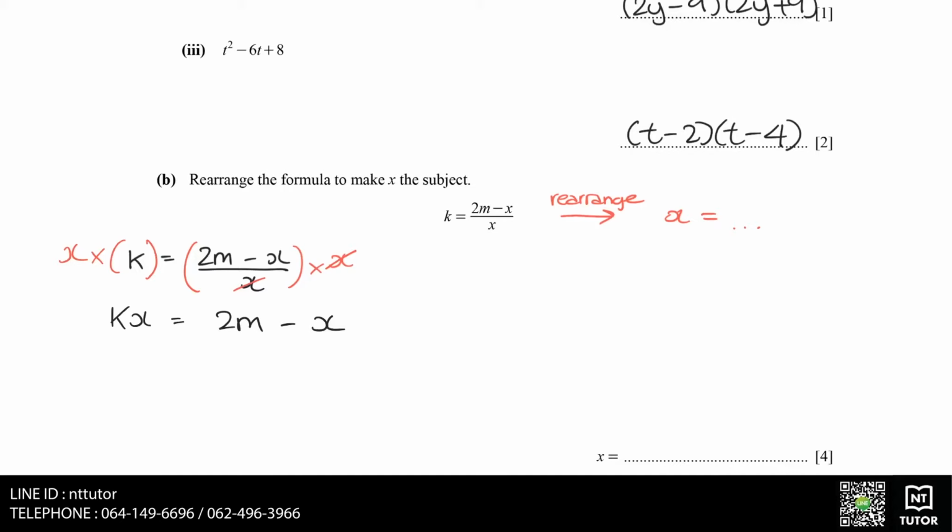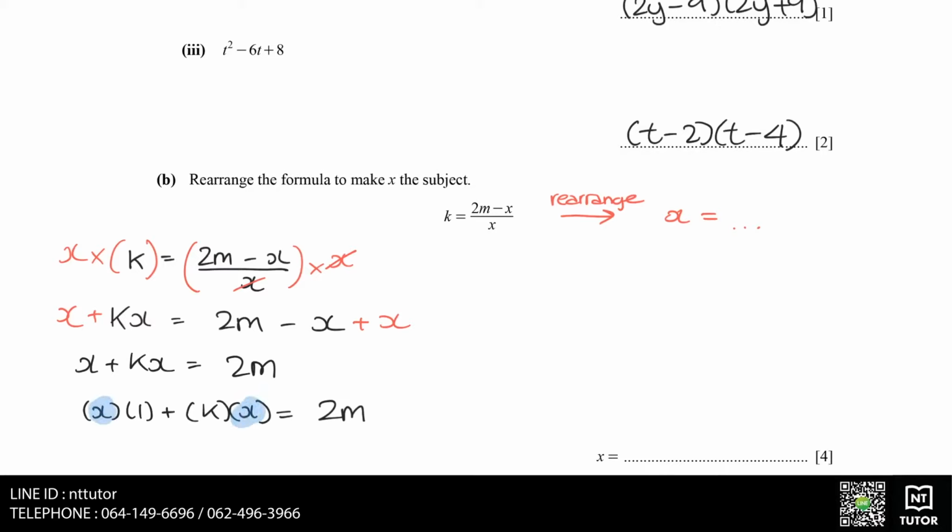To rearrange to make x equal something, all the x's need to be on one side. So we can move the minus x to the right hand side by doing plus x to both sides of the equation. Now that we have all the x's on one side, we can get one single x by factorizing x plus kx because both terms have an x. So if we take x outside the bracket, we have x multiplied by 1 plus k equals 2m.